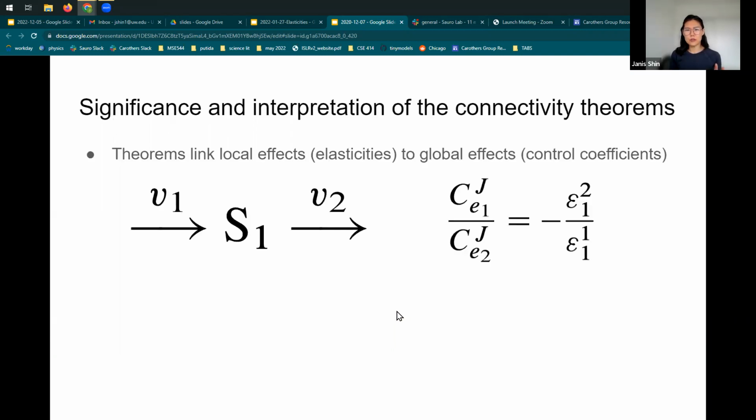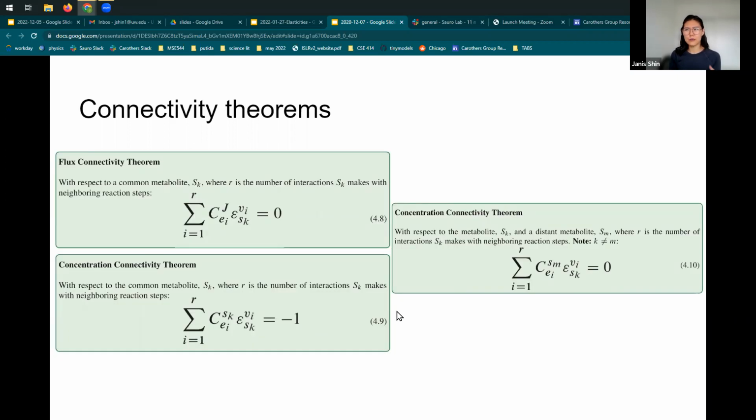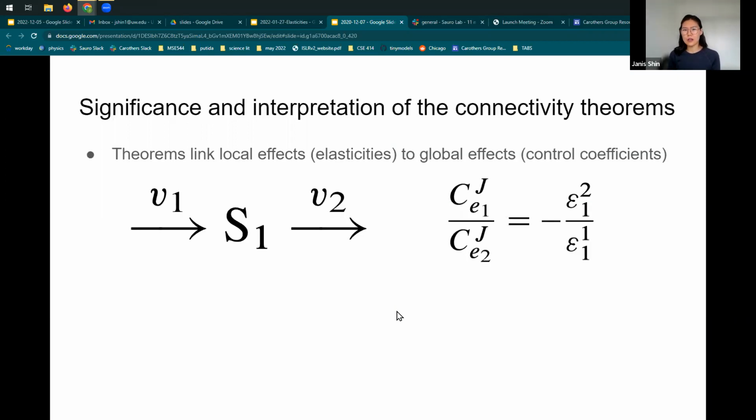What we can garner from these connectivity theorems is that they link local effects to global effects. For example, in this two-step linear pathway, the flux connectivity can be written in the following form, like this. And the ratio of the two adjacent flux control coefficients is inversely proportional to the ratio of the corresponding elasticities. So that means that large flux control coefficients are associated with small elasticities and vice versa.